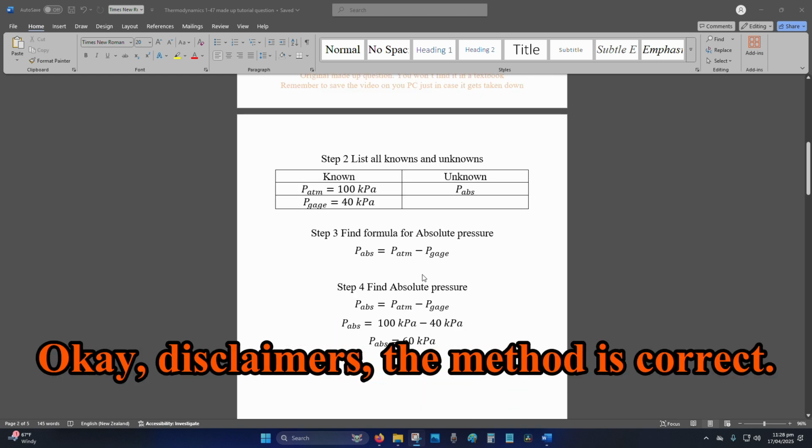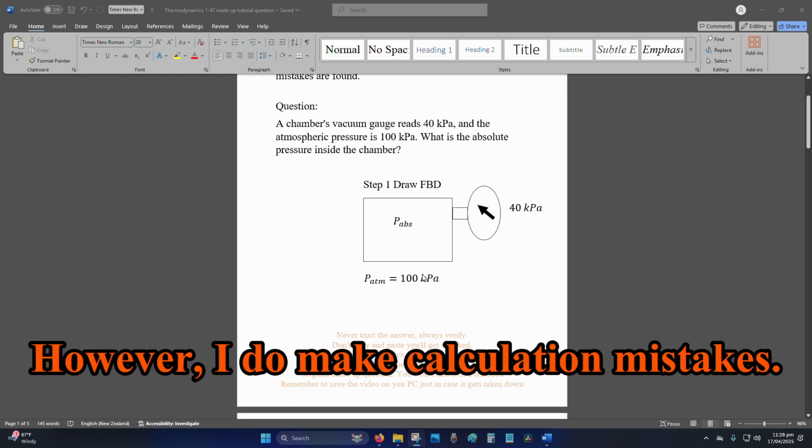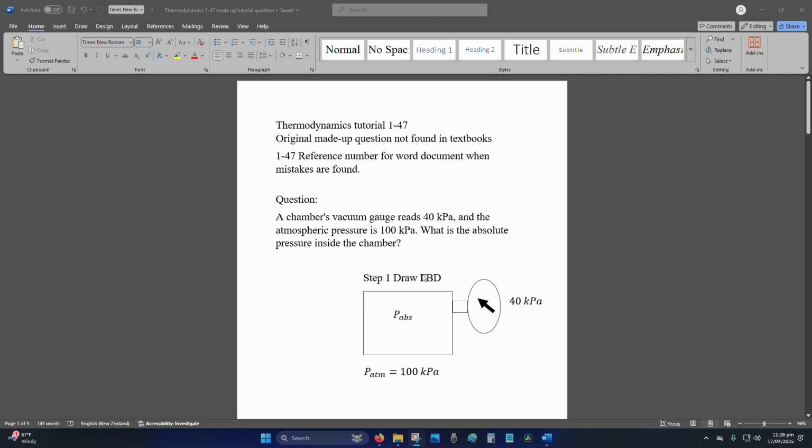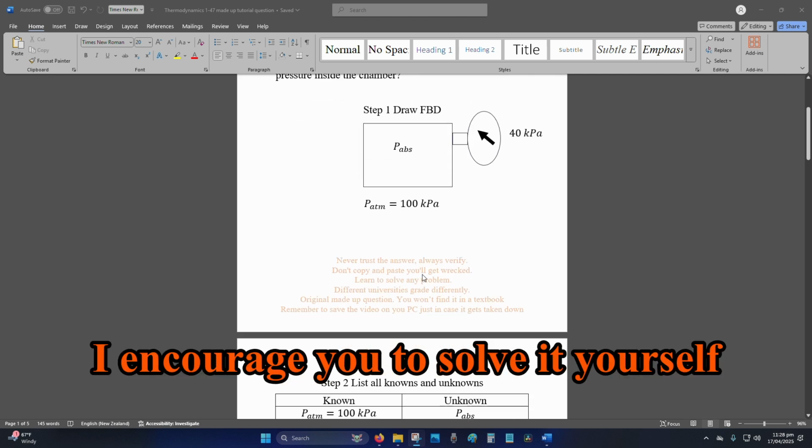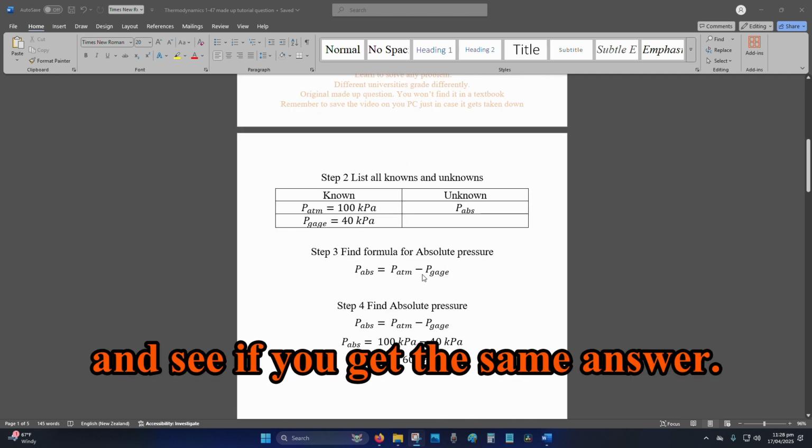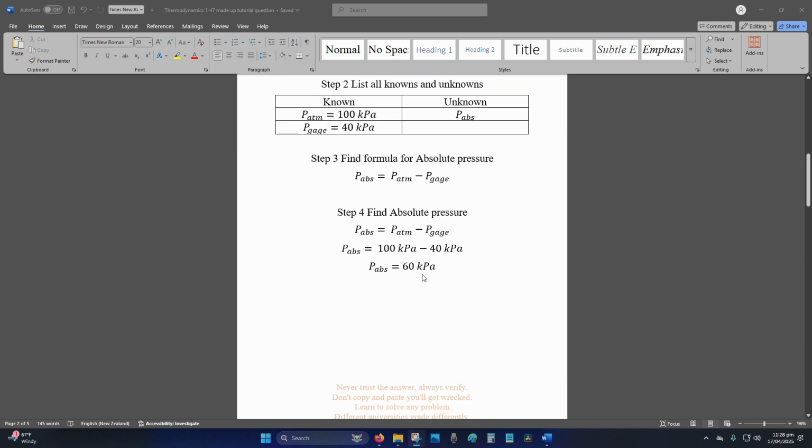Okay, disclaimers, the method is correct. However, I do make calculation mistakes. I encourage you to solve it yourself and see if you get the same answer.